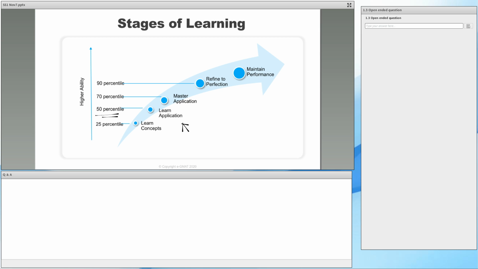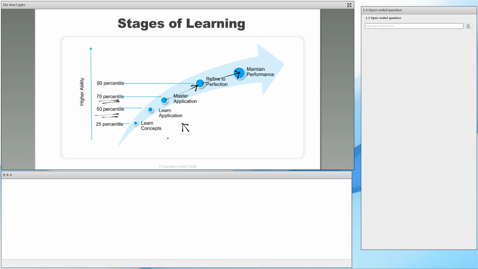When you master that application, which means you're able to use that method on different kinds of questions, you get to that 70th percentile. And then when you get so good that you're able to do that across different scenarios, for example, in critical reasoning, you're able to handle a causal argument, a predictive argument, and in sentence correction, you're able to cut across sentence structures, when you refine to perfection, you get to that 90th percentile. And from there on, all you need to do is maintain performance.